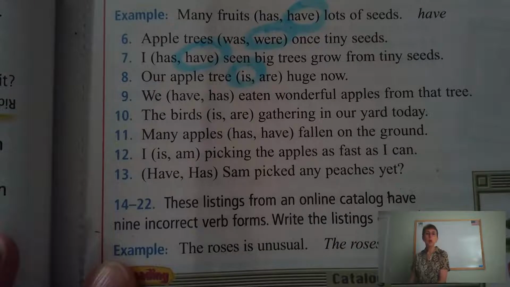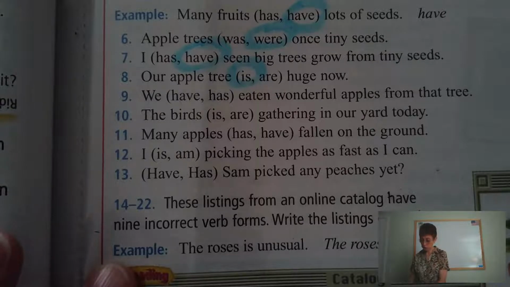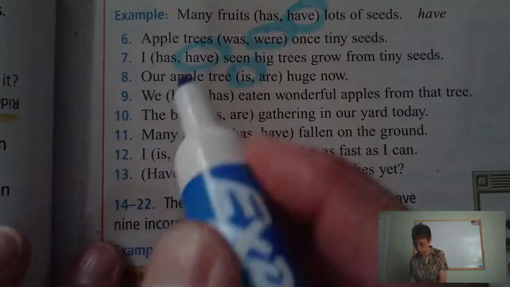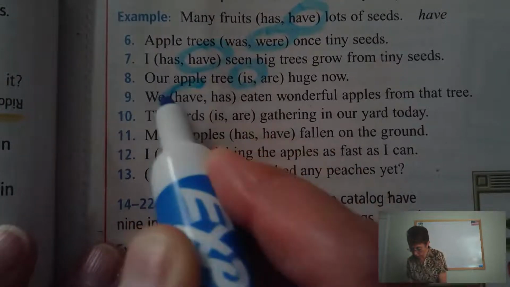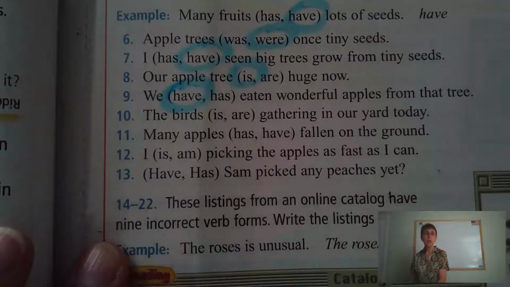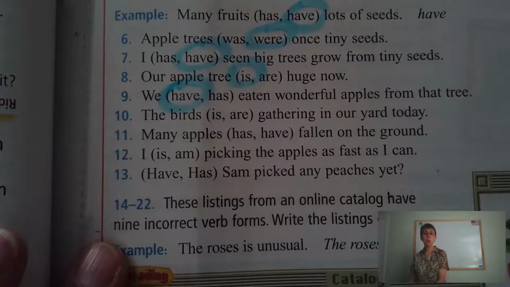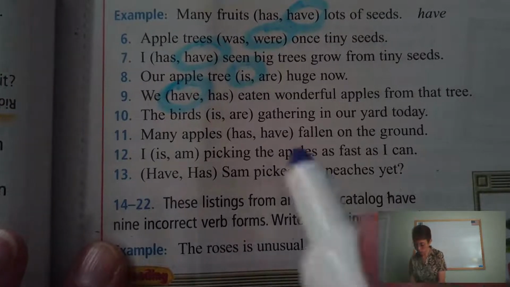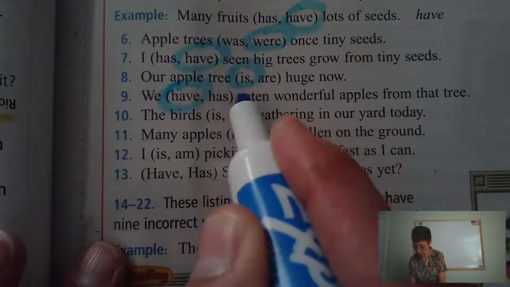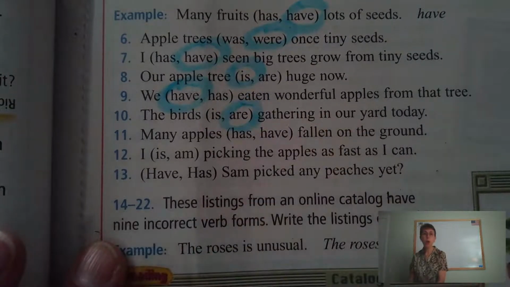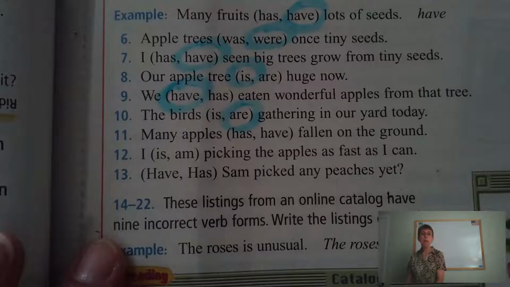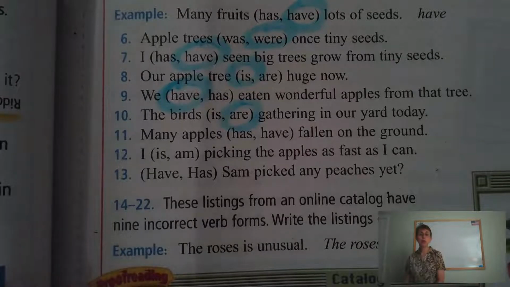Number 9, we blank eaten wonderful apples from that tree. We is plural. We need to use the plural verb, so we use have. We have eaten. Number 10, the birds blank gathering in our yard today. Birds is plural. We use the plural form of the verb, which is are. The birds are gathering.